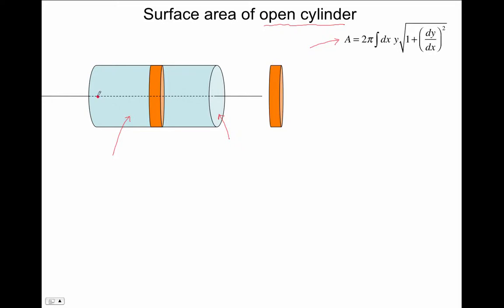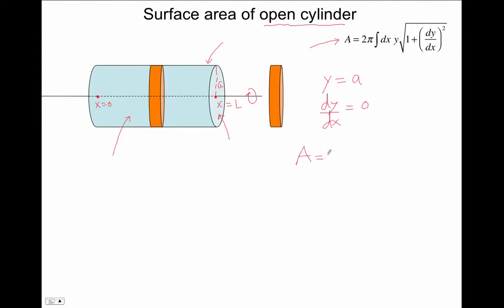Let's put the origin of coordinates over here at x equal to 0. Take this length to be L. So this is the point x equal to L. Let's call this radius of the cylinder A. And so basically what we have to recognize is that this cylinder was generated by moving this flat horizontal line around the x-axis through 2 pi. So y as a function of x is trivial. Y is simply A. And so dy by dx is obviously 0.